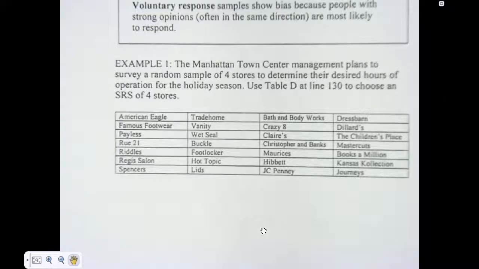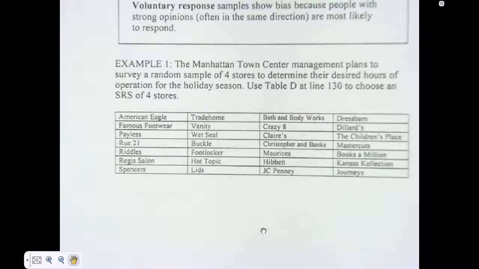Okay, so the first example we have here is the Manhattan Tower Center. Management plans to survey a random sample of 4 stores to determine their desired hours of operation for the holiday season. Okay, we have a table where we're going to choose, they want a simple random sample of 4 stores.